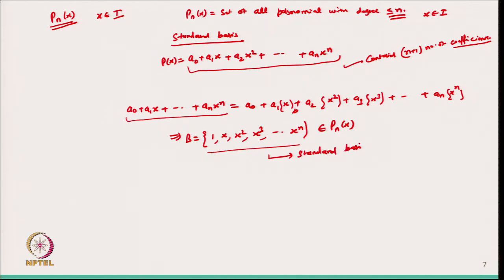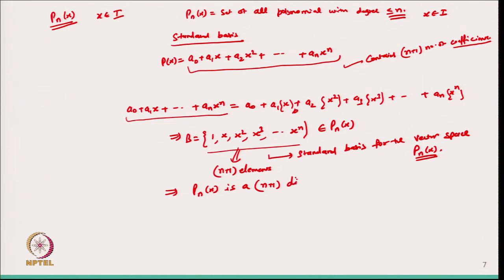So, from here I can say that this is the standard basis for the vector space Pn(x), and this set contains n plus 1 number of elements. So, from here I can say that Pn(x) is an n plus 1 dimensional vector space.